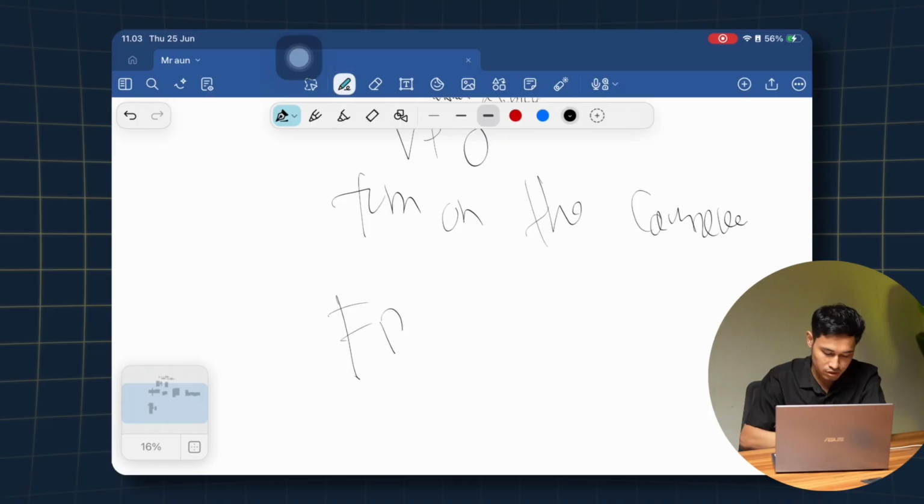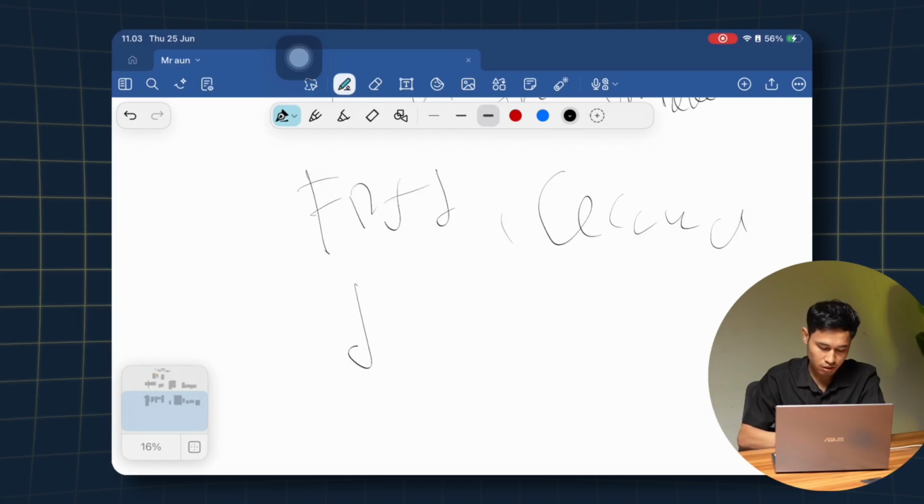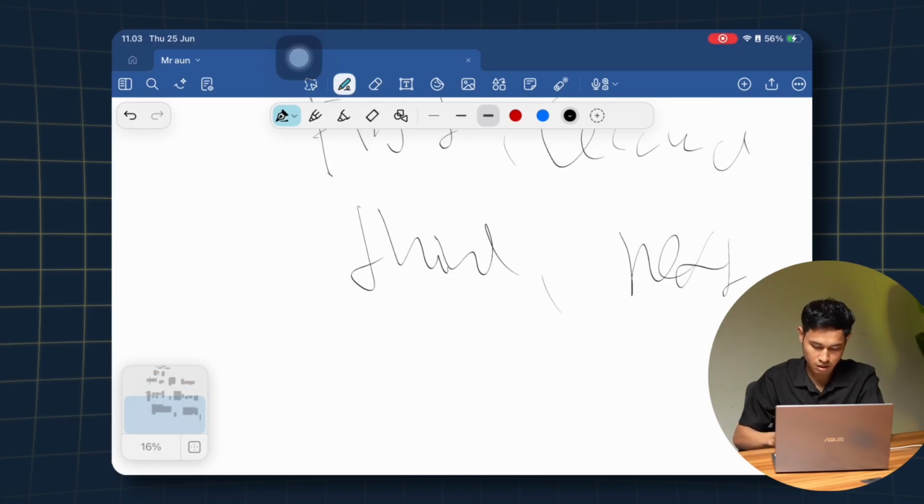Then we have learned about connective words. There are some common connective words in procedure text, for example, first, second, third, next, and finally.